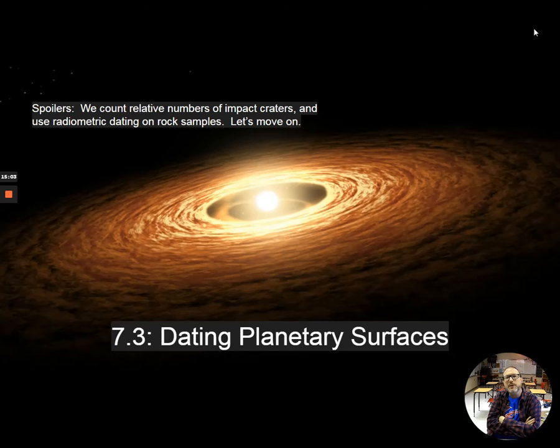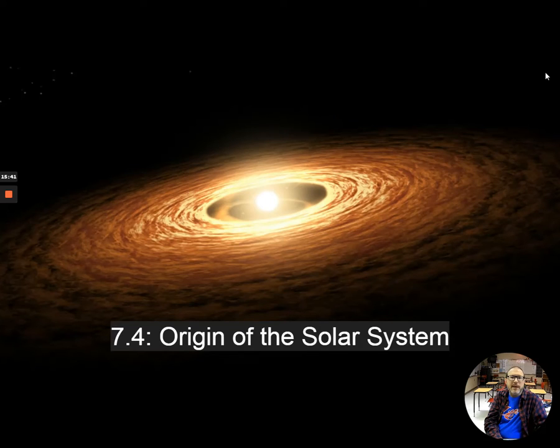Section 7.3 I'm not going to get too deeply into. It talks about some of the ways that we determine the dates of planetary surfaces, and the two big ones are by counting the numbers of craters that are present and looking at some kind of system of rates of cratering, and also by analyzing rock samples that have been collected and using radiometric dating on them, which we covered quite a bit back in chemistry, talking about half-life and figuring out the age of samples based on that.